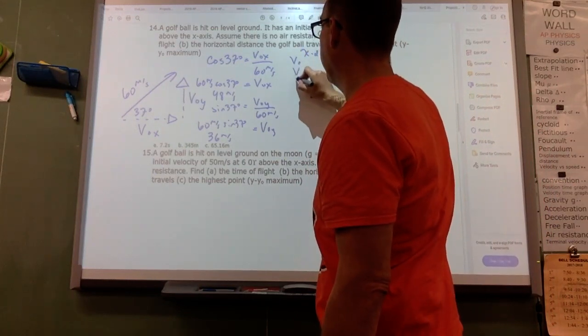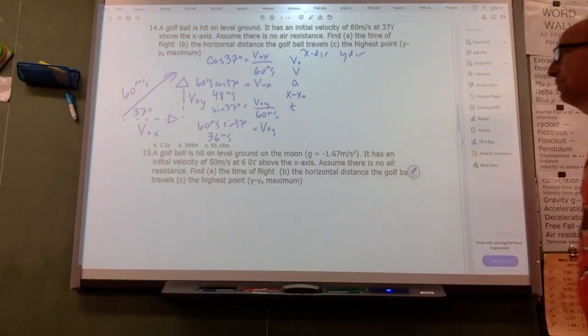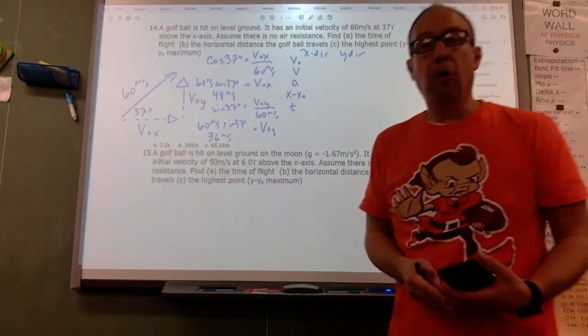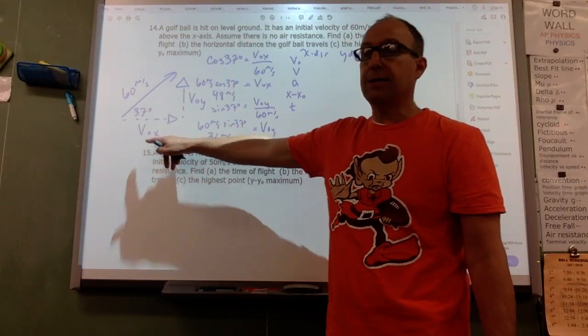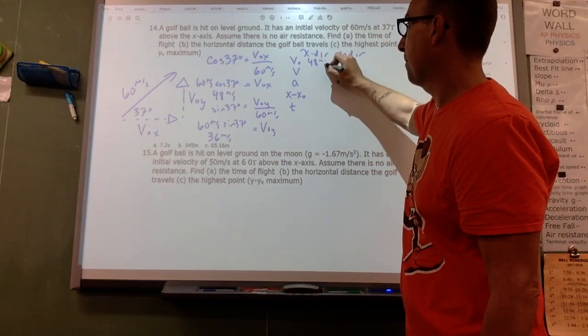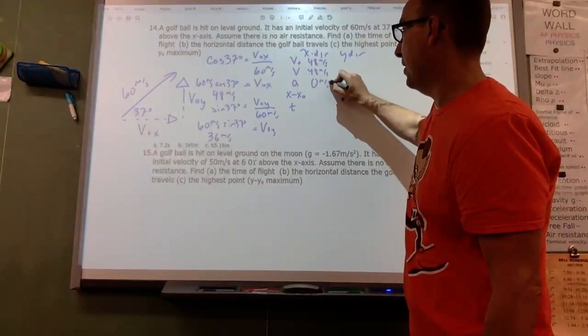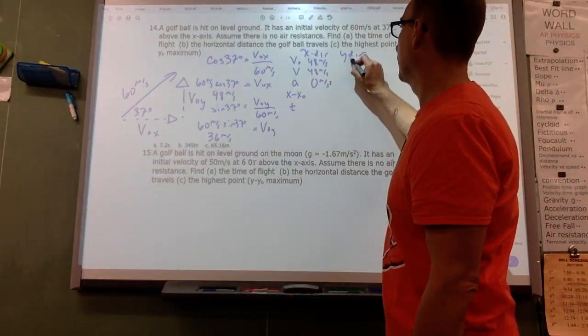So new charts, I'm going to do my x direction and my y direction for my initial velocity, my final velocity, my acceleration, my displacement, and my time. And so those components that we found, the one that goes just sideways is our x direction velocity to start with and to end with. Because in this direction, there is no acceleration.